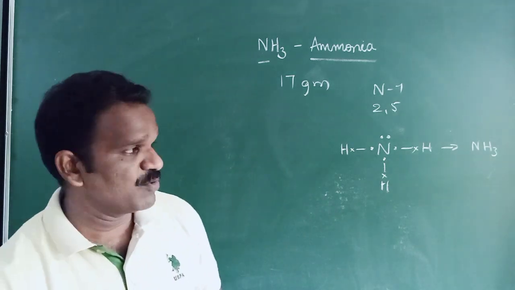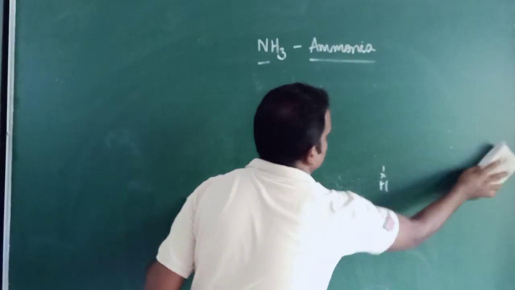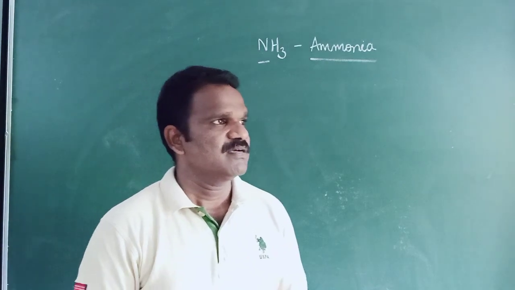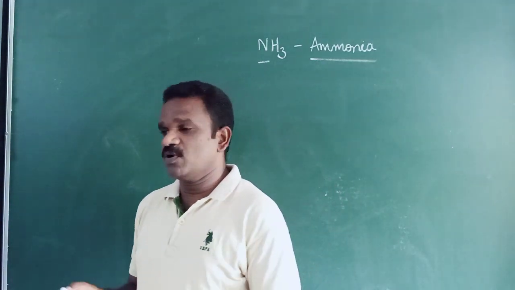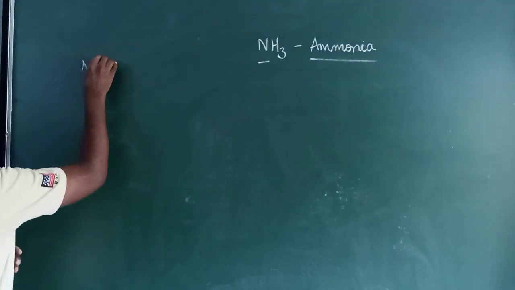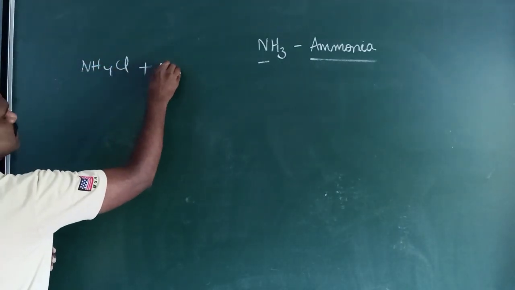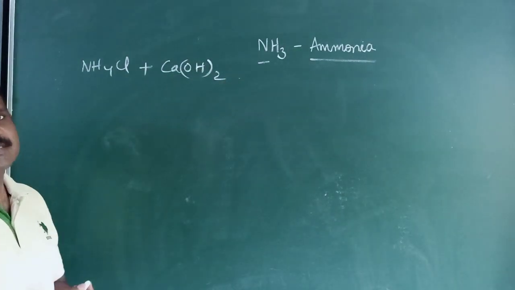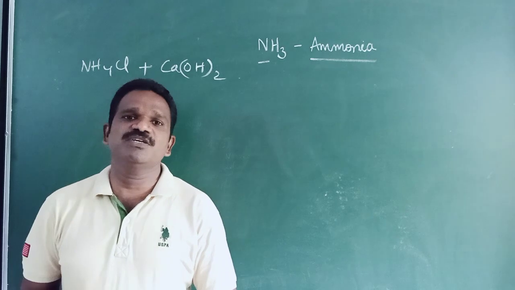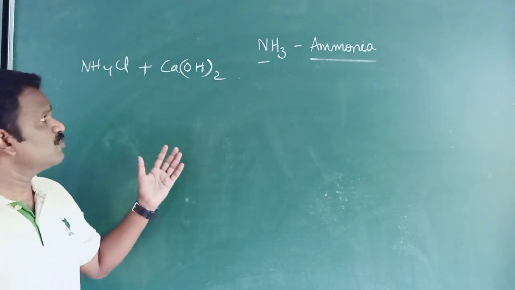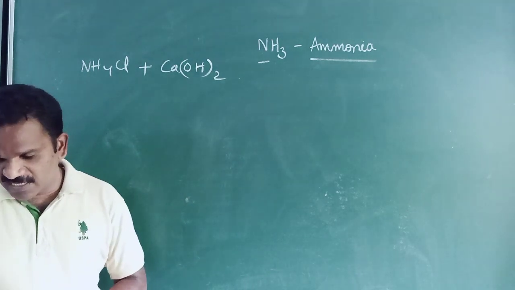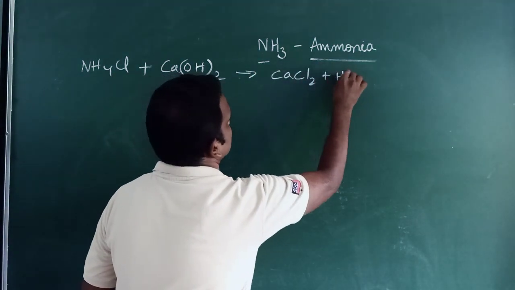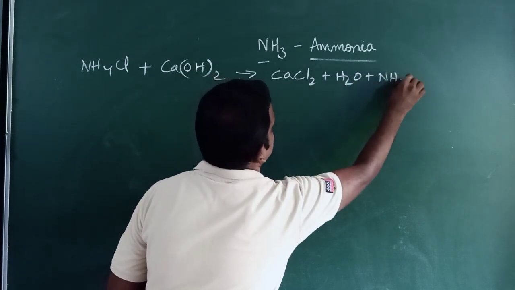Now let us see about the laboratory preparation of ammonia. How can we prepare ammonia in a laboratory? What are the reactants we require? We require ammonium chloride and calcium hydroxide. When they react with one another, we get calcium chloride, water and ammonia. This is the equation.